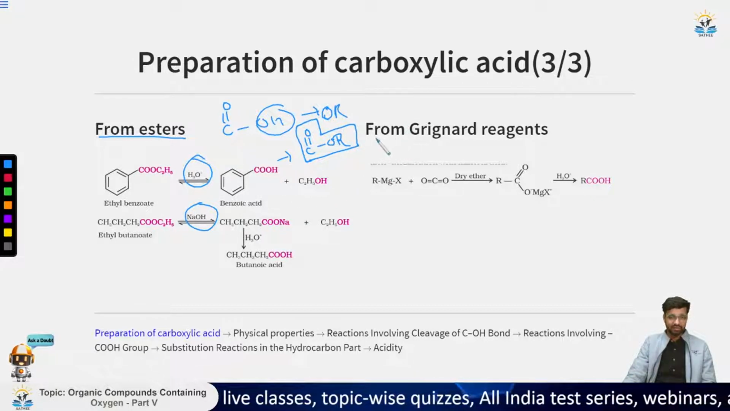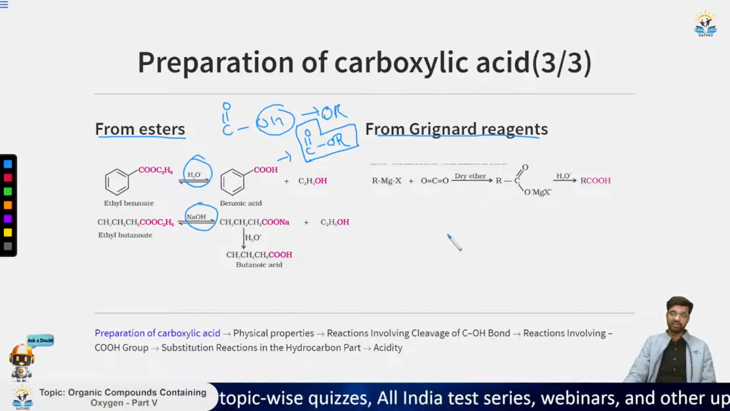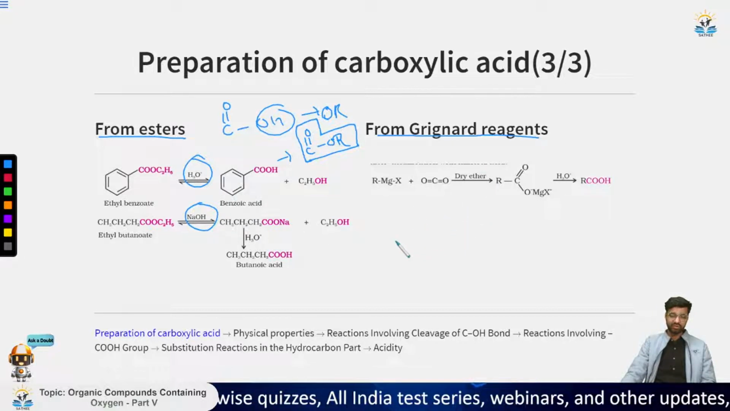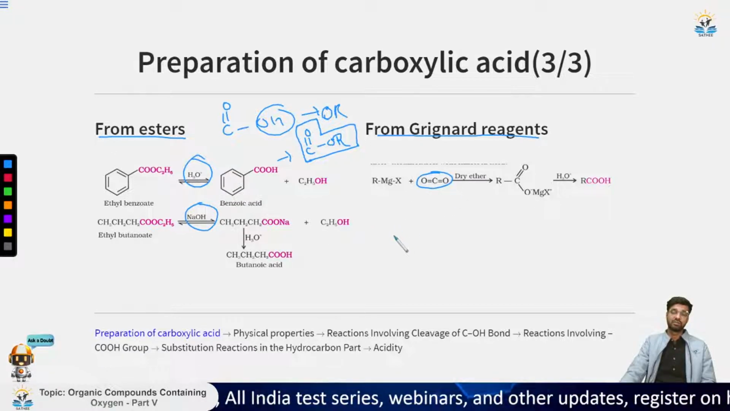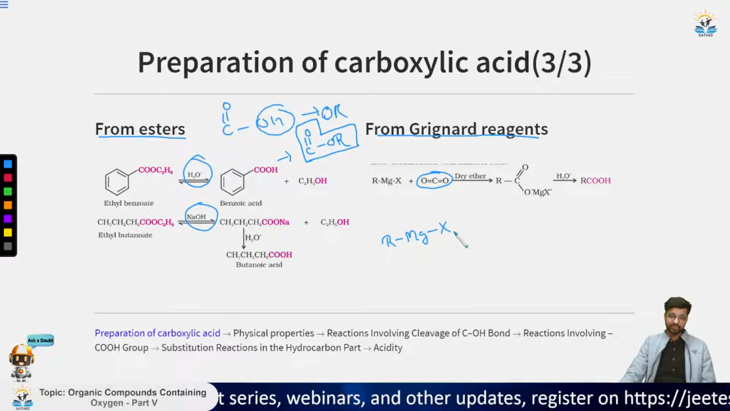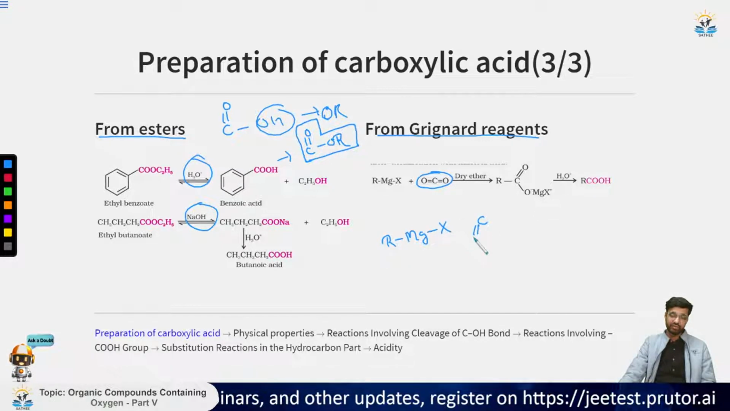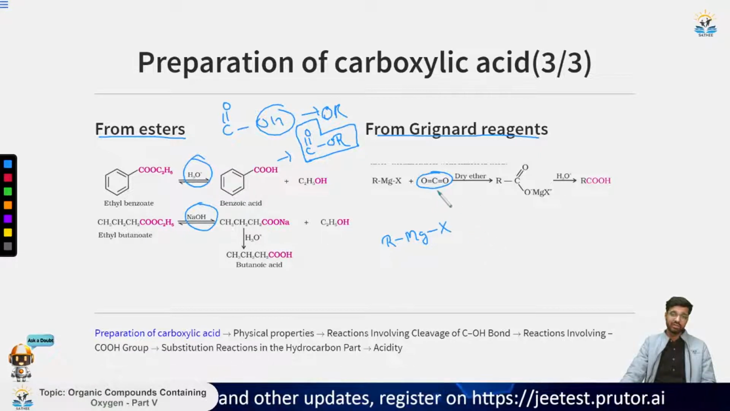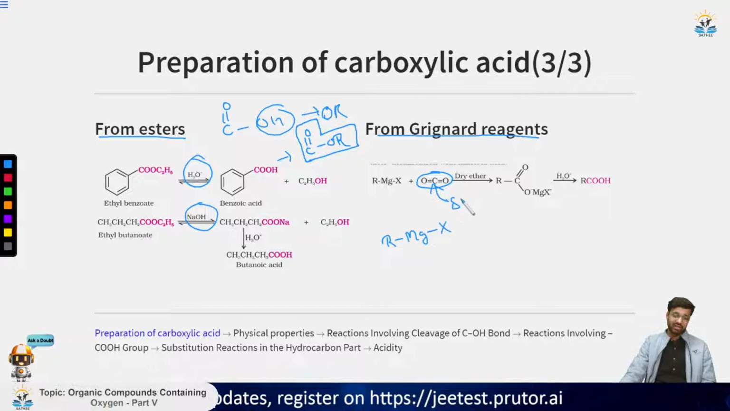Now next, the very famous Grignard reagent can also be used for the same preparation of carboxylic acid. If you see here, it is nothing but a nucleophilic substitution on carbon dioxide. So we are taking this RMgX and we are taking this CO2. If you consider the CO2 here, this carbon has a delta positive charge on it.